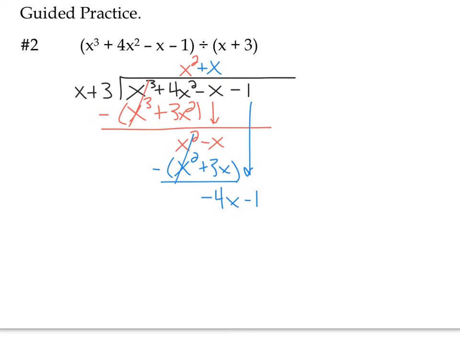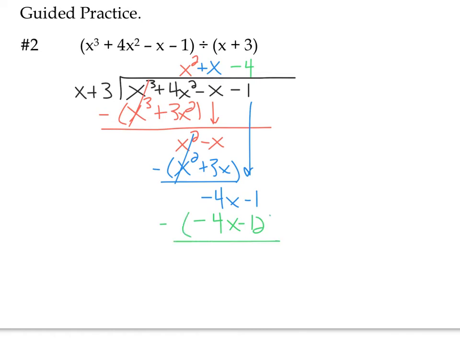Okay. Now I want to put something above here that's going to multiply by x and give me negative 4x. So negative 4 times x will give me negative 4x. So I'm going to have minus 4. So when I multiply negative 4 times this, I'm going to get negative 4x and minus 12. So I have negative 4x and minus 12.